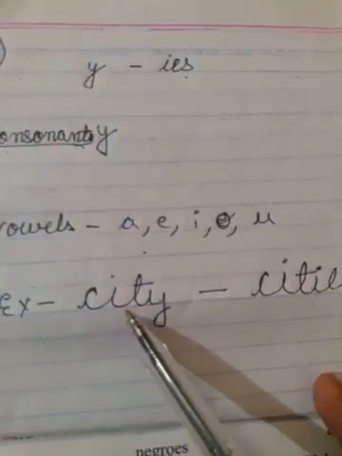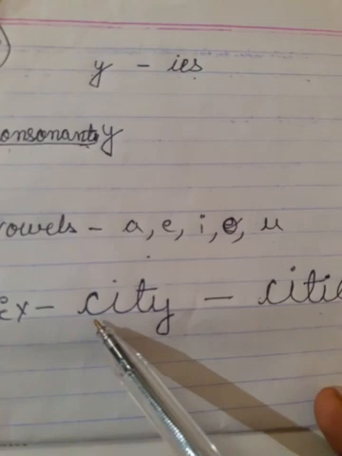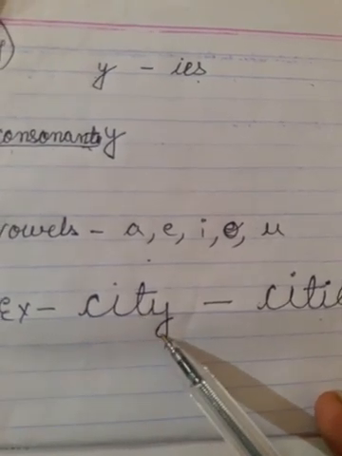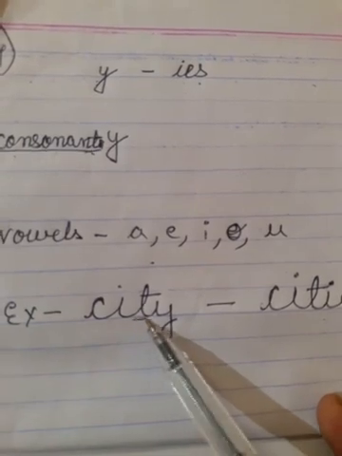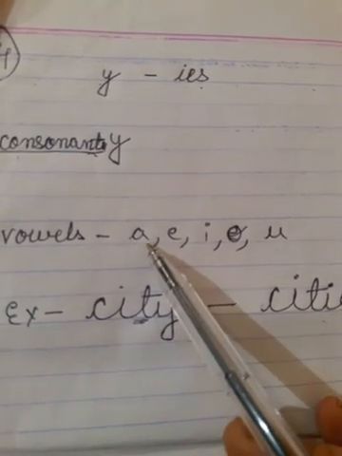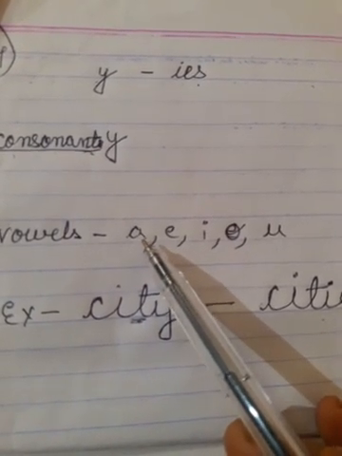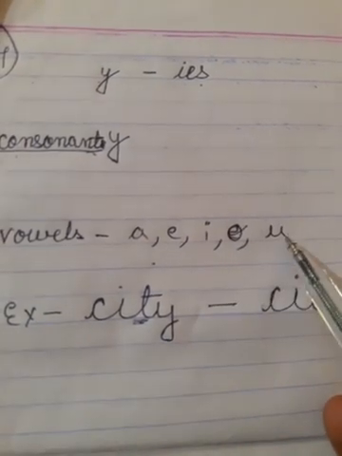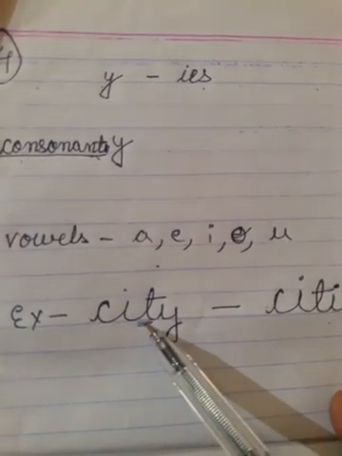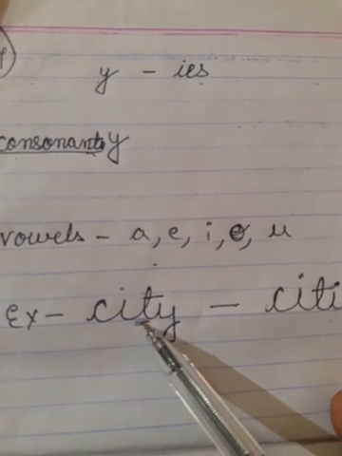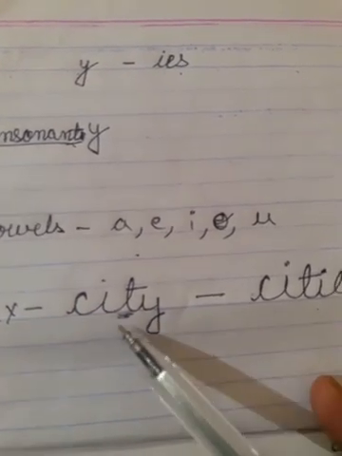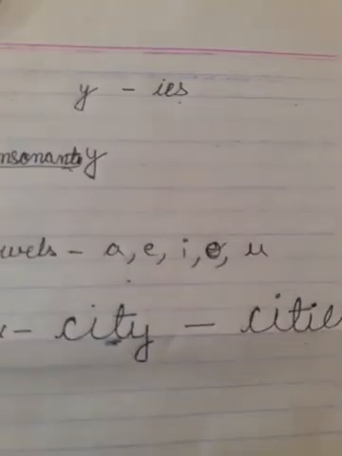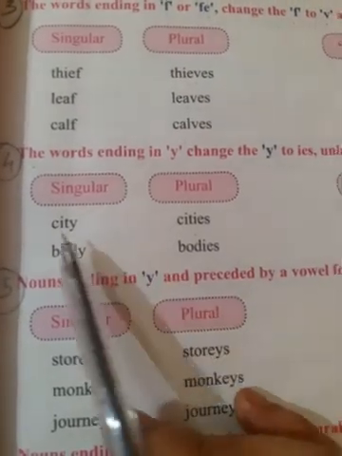According to the fourth rule, y should be changed to ies, but only when before y a consonant is there. Example, you see city. The spelling of city is C-I-T-Y. So before y, what do you get? T. Is T a vowel? Vowels are A, E, I, O, U, and here is a T, so T is a consonant. So we'll simply change y to ies. City, cities. Understood?